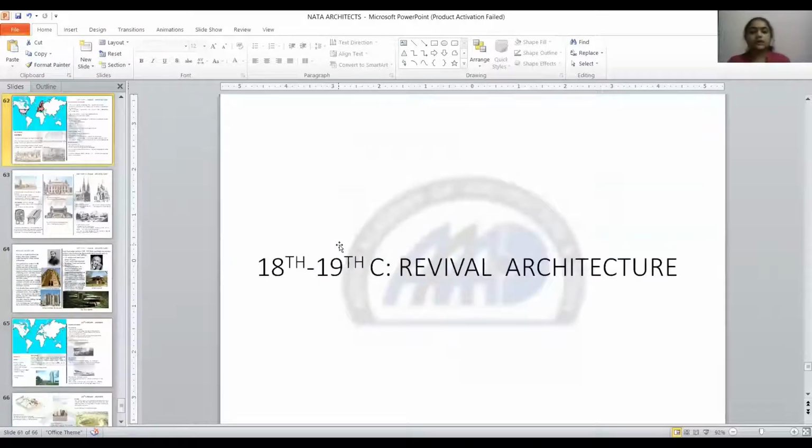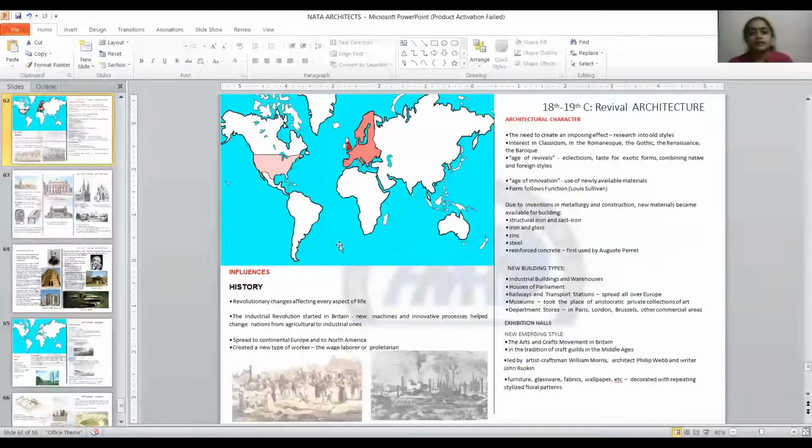Now we are looking into the 18th and 19th century revival architecture. In this type of architecture, the revolution, the industrial revolution, changed every aspect of man. Everything comes into play only after this period. During this period, it starts. Every aspect of man's life had an impact due to this type of revolution.